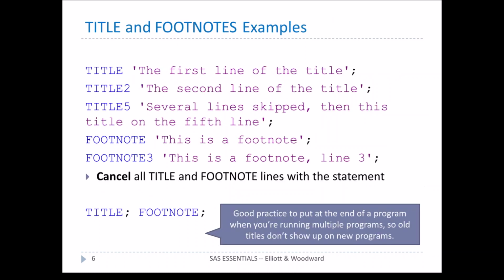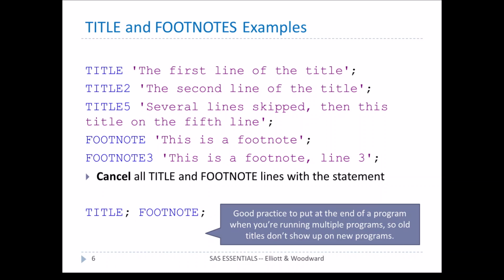So here's an example where I have title, which is the first line of the title, then title 2 is the second line. Title 5 skips several lines and then has a title, footnote, and then footnote 3 is a footnote on line 3 of the footnotes.